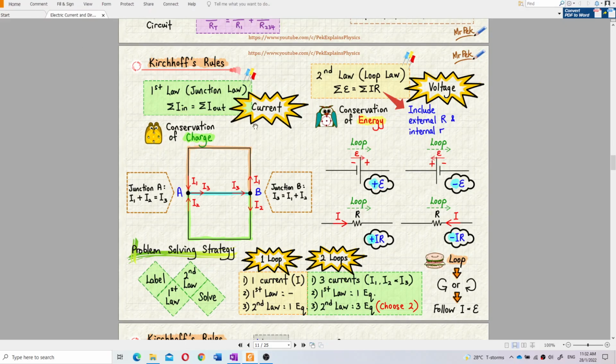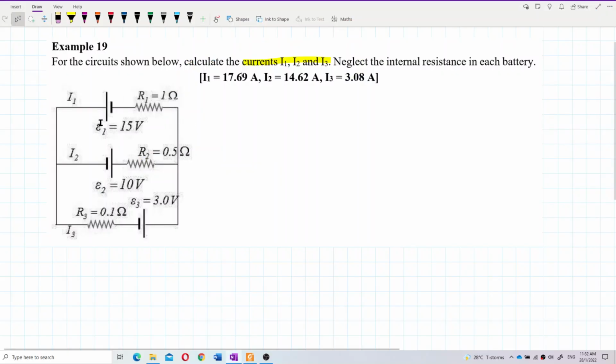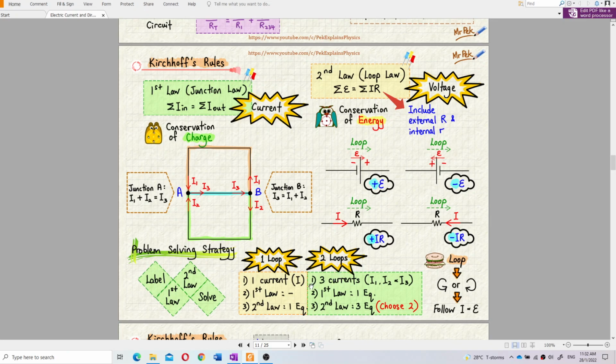As I said before, for two loops there will be three currents, unlike the earlier example with only one loop and one current. Now you have two loops, which means you have three currents, I1, I2, and I3. There will be junctions, so you can apply the first law: total current in equals total current out. You get one equation from there.